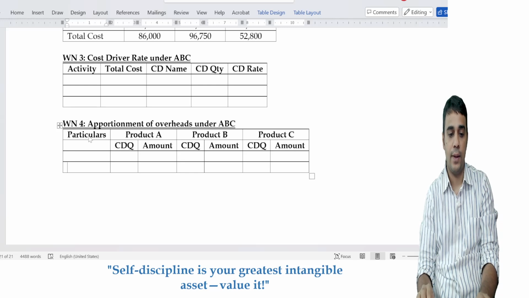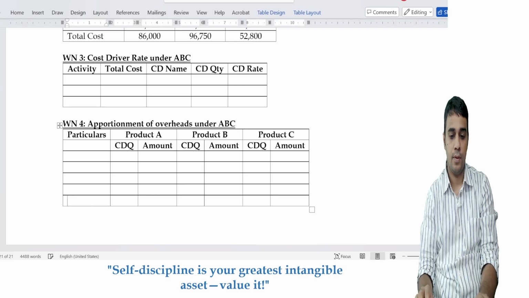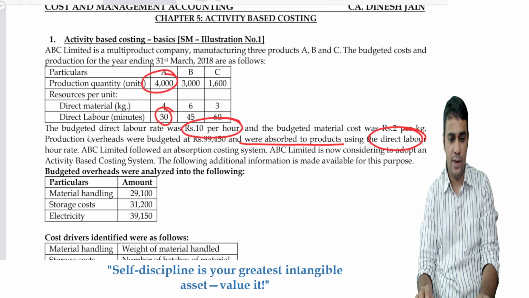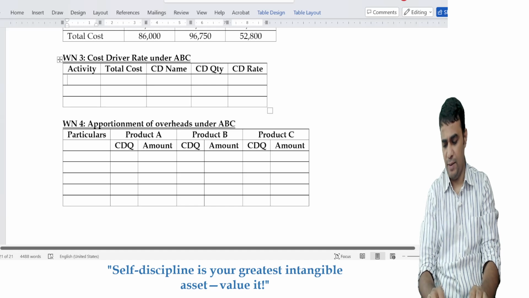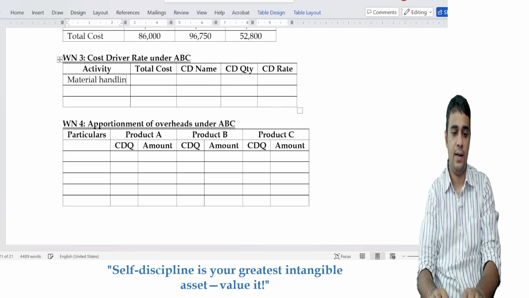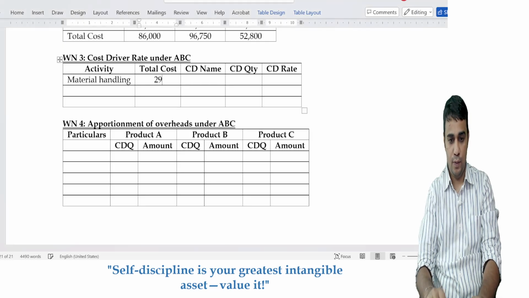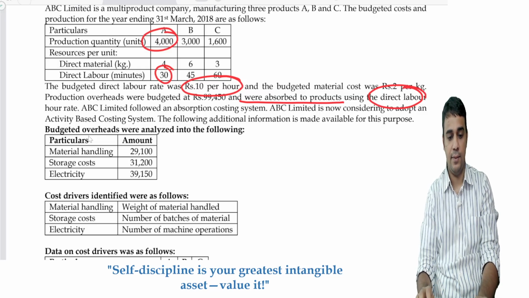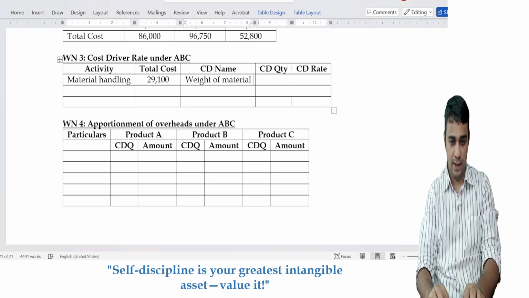We do this together. Okay, now we will go to step 3. What are the 3 activities in the question? Tell me please. Material handling, right? What is the cost of material handling? 2,900. What is the driver for material handling? Weight of material handled.